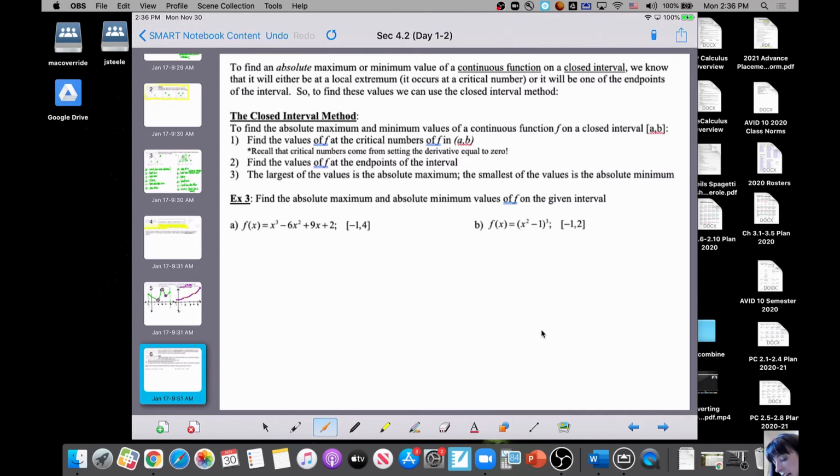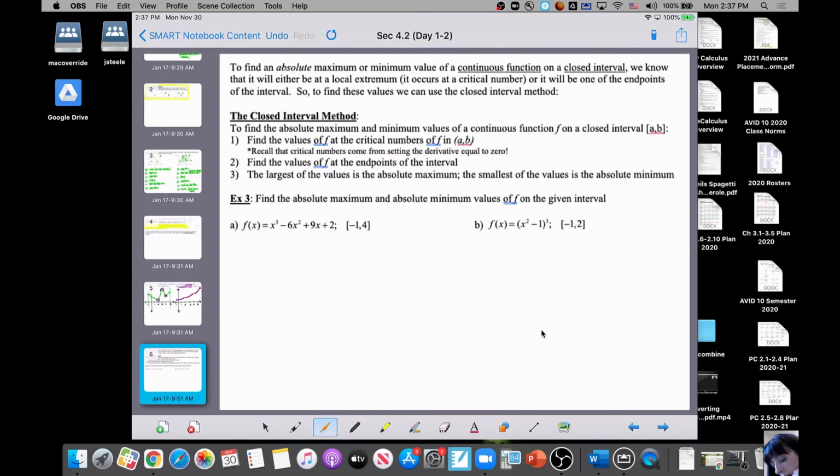So to find the possible values where our local maximum and minimum might occur, we could use the fact that we know that the first derivative is 0 anywhere that we have these critical values. And if we use those numbers plus the endpoints and we test them, we should be able to figure out the absolute maximum and the absolute minimum. So here's our closed interval method.